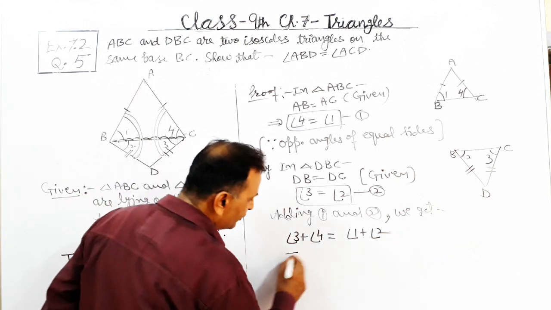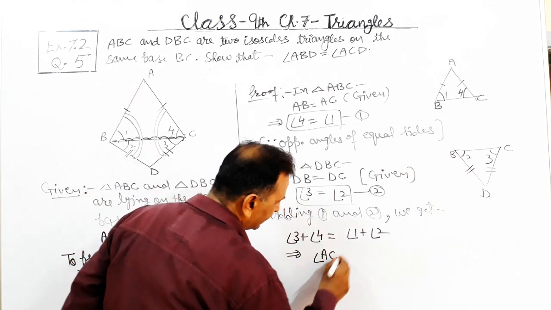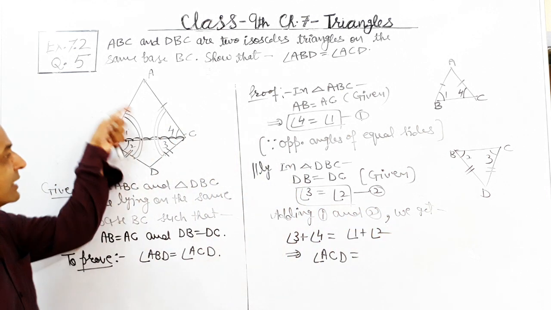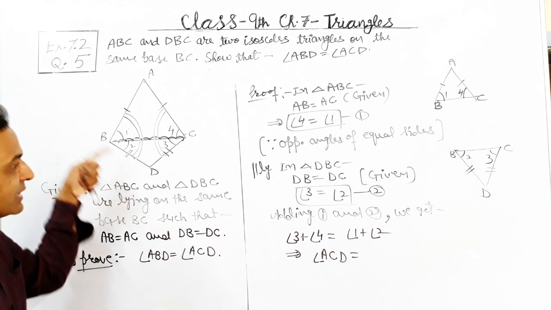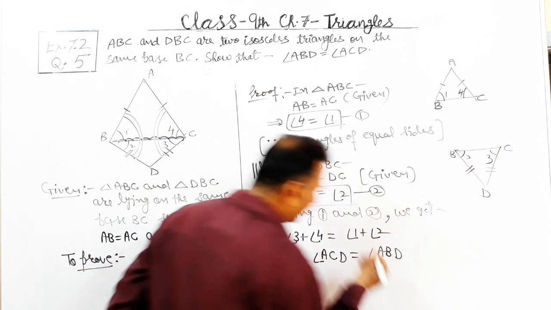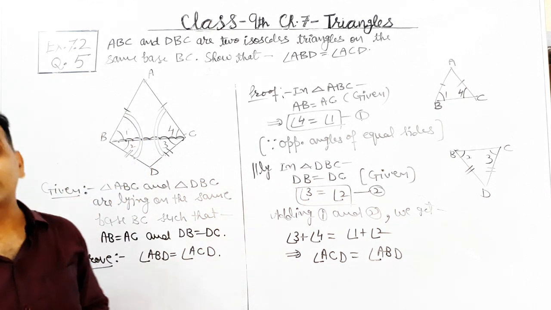So this implies we can write angle ACD, and similarly on the right hand side, angle 1 plus 2 can be written as angle ABD. So on the right hand side we can write angle ABD. So this was the result which we wanted to obtain.